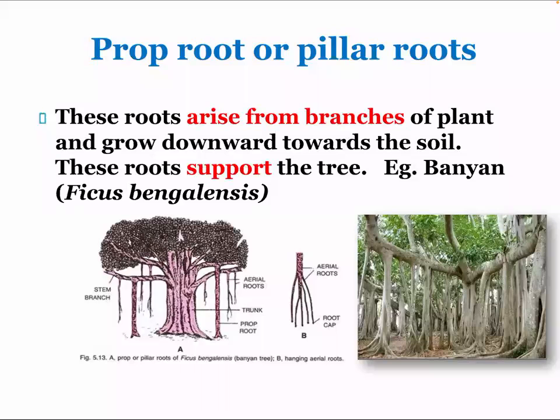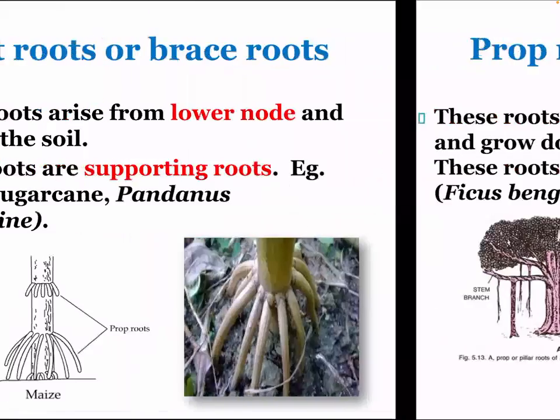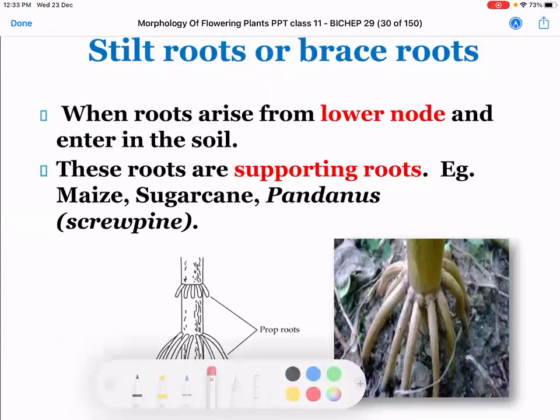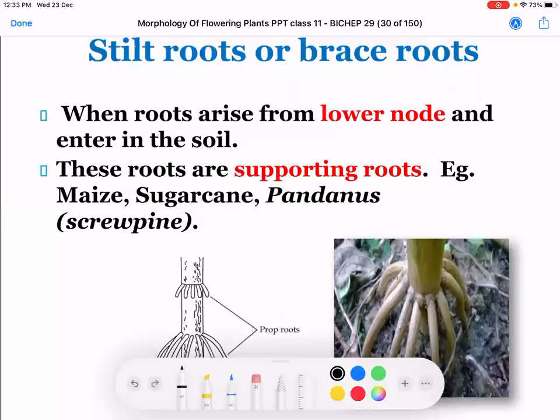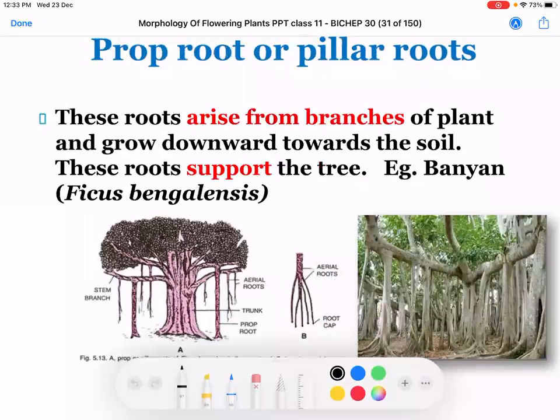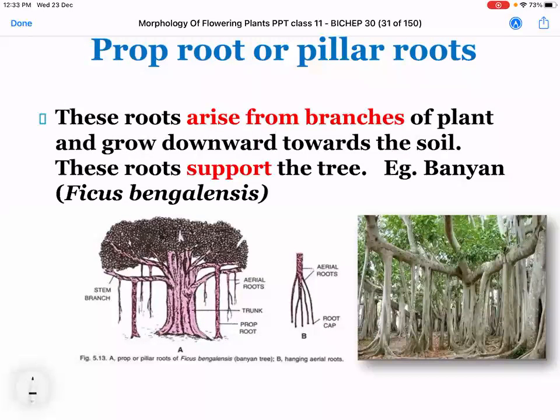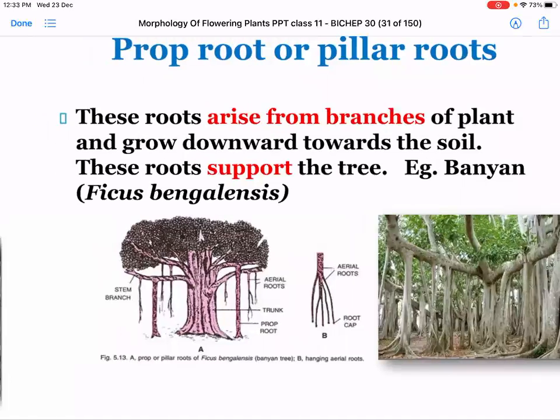Next example is prop root or pillar roots. Here, if you can see, what I have noticed again is prop roots. Now, what is the meaning of prop roots? The root which gives mechanical support to withstand is known as prop roots. So it can be stilt root as well, and it can be pillar or prop root as well. There it was a small prop root. Here it is a large prop root. Ready?